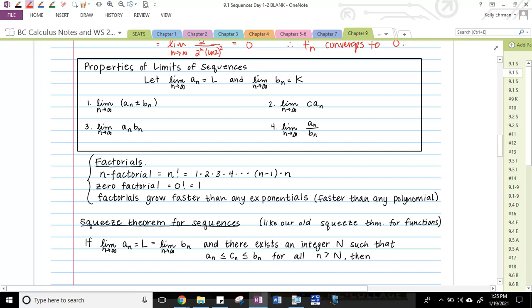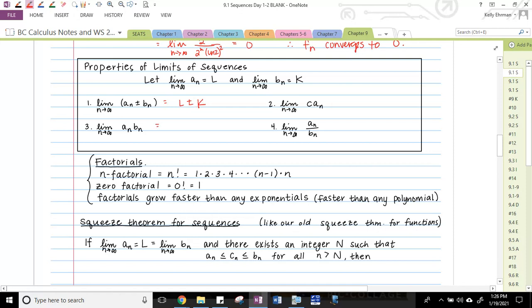Some limit properties that are kind of basic. Let's say that the limit as n approaches infinity of sequence a sub n equals L, and the limit at infinity of sequence b is equal to k. Just like with functions, you are allowed to add and subtract limits together. So this will be L plus or minus k.